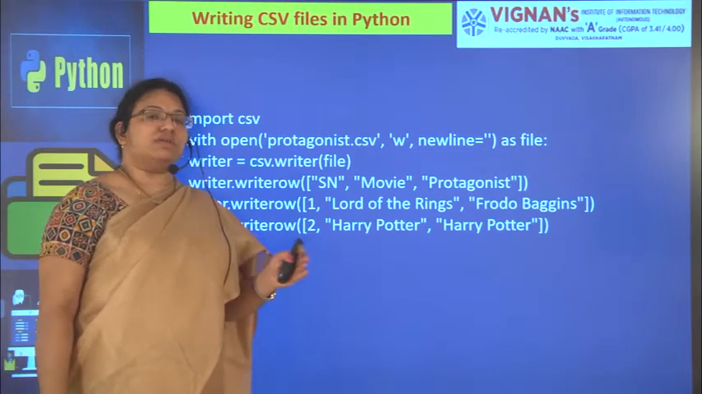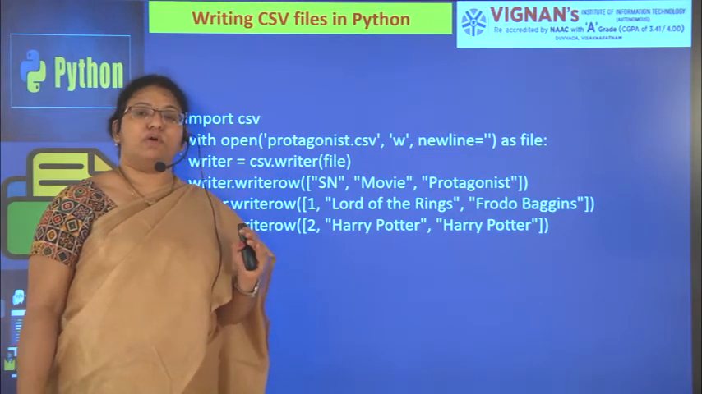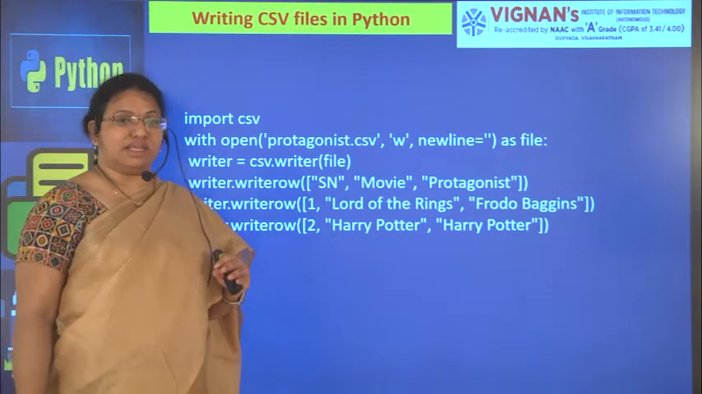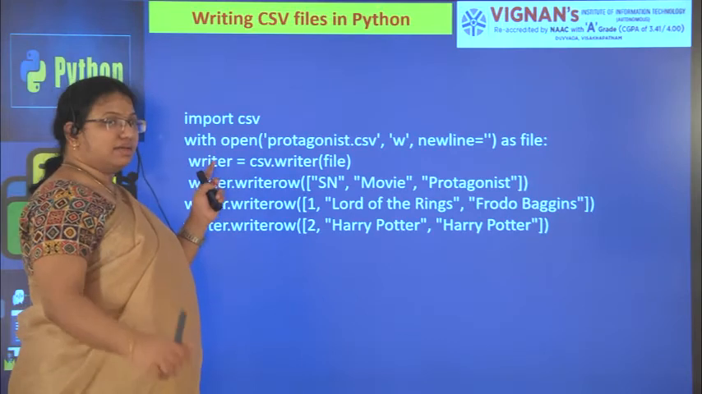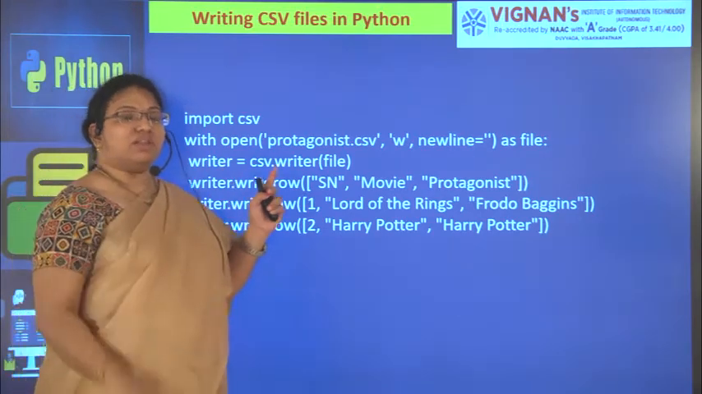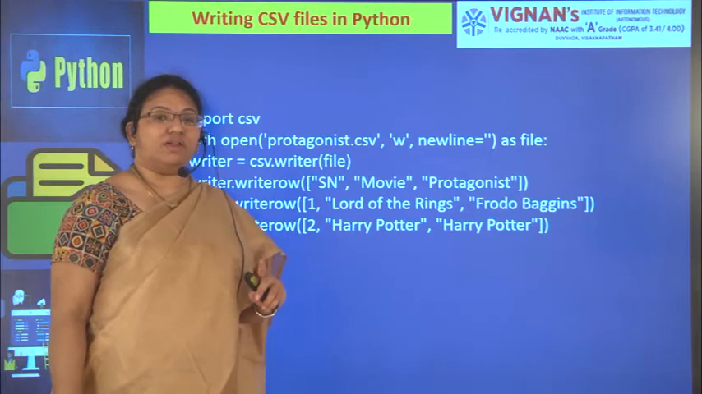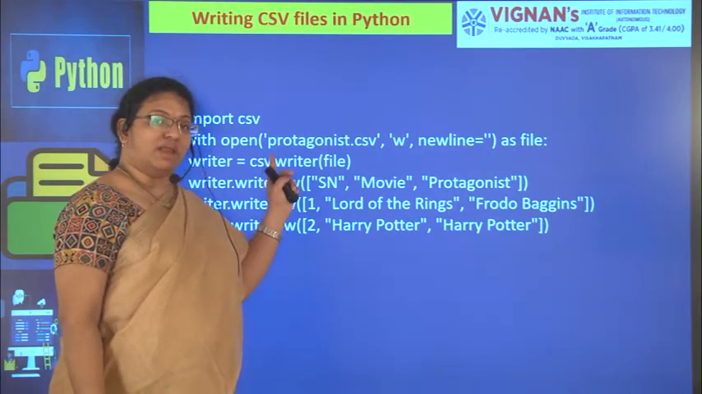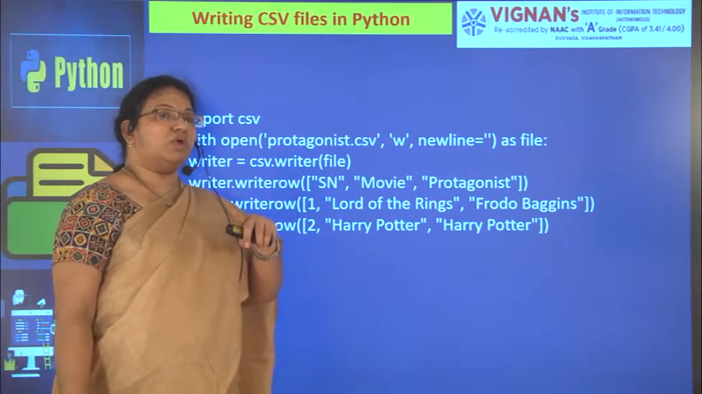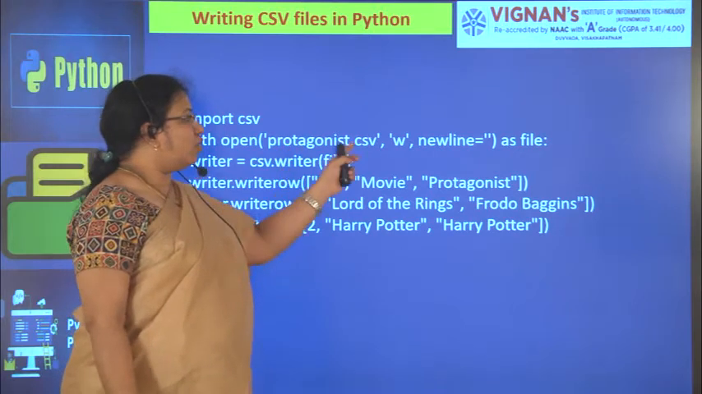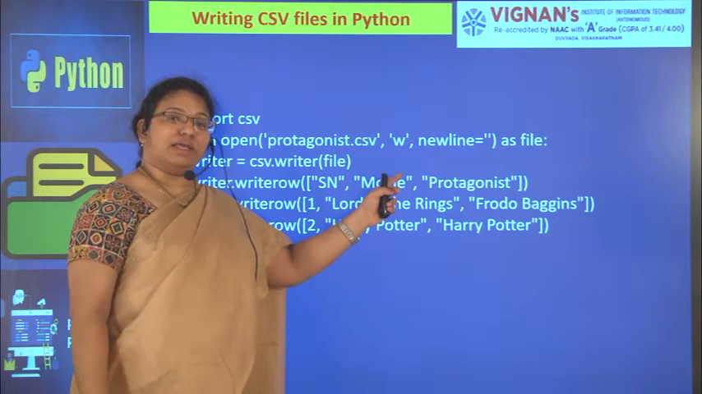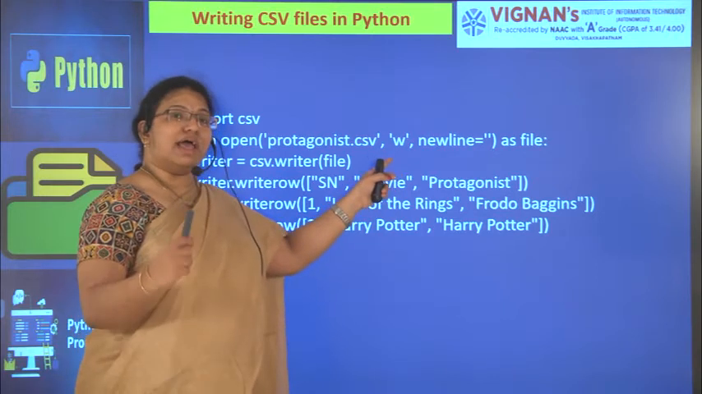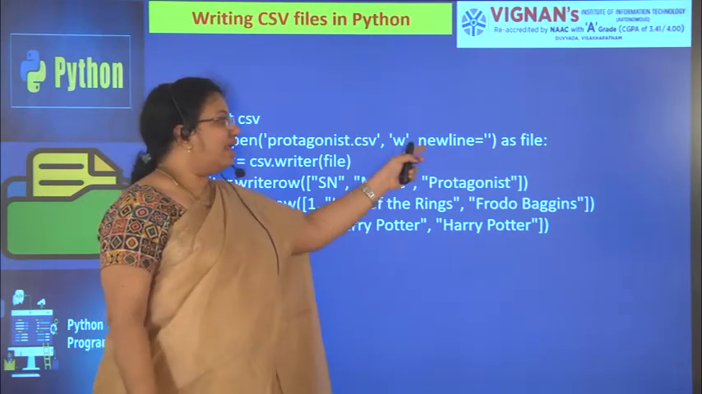To do this also, we always have to import csv. So first I am importing csv. Next, to perform any operation on a file, we always have to open the file, so I'm using the open method. The name of the file I'm going to open is protagonist.csv. What mode do I have to open it in? Write mode, since I'm writing content into my file, and newline.